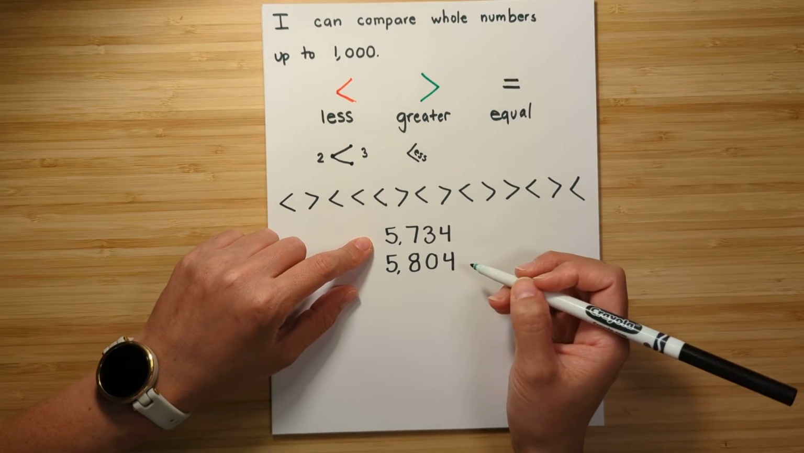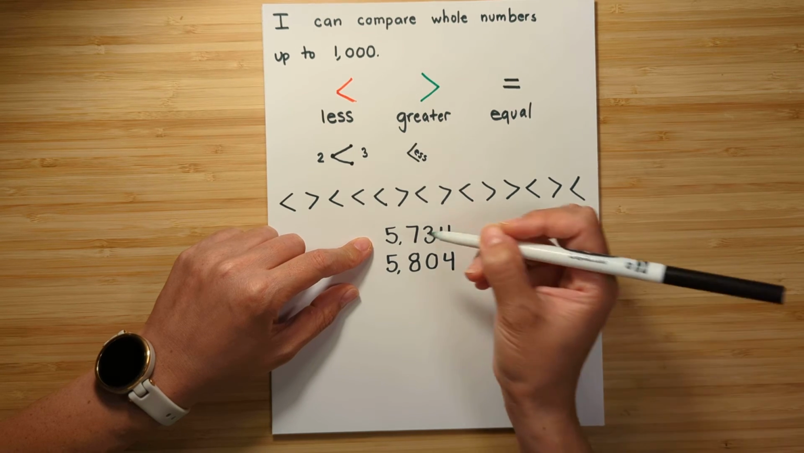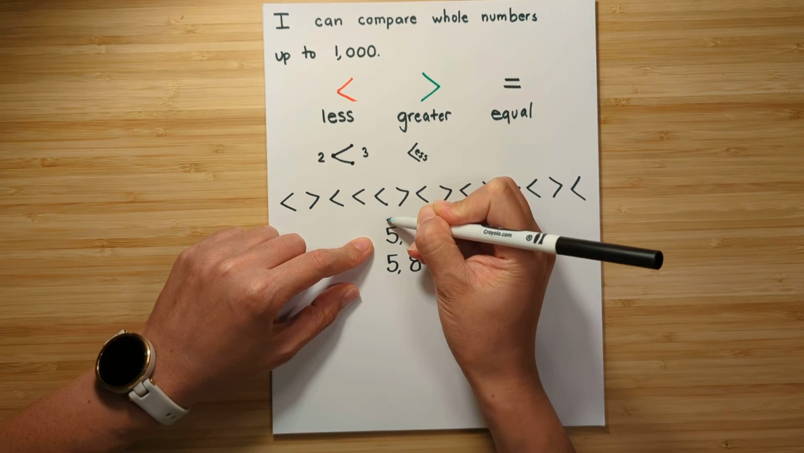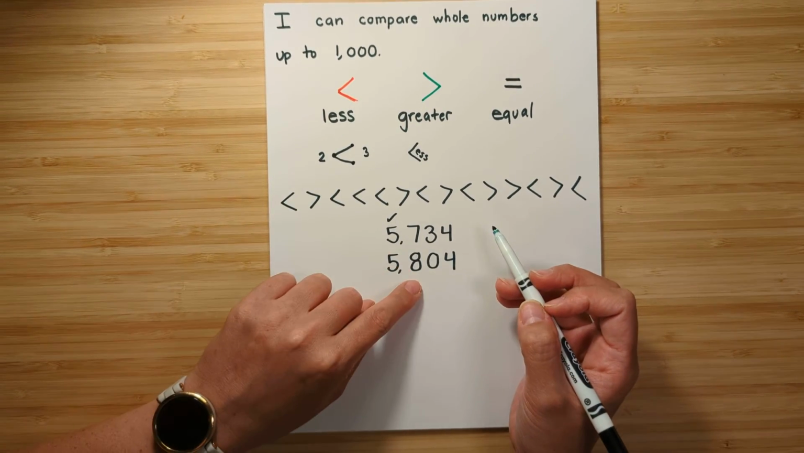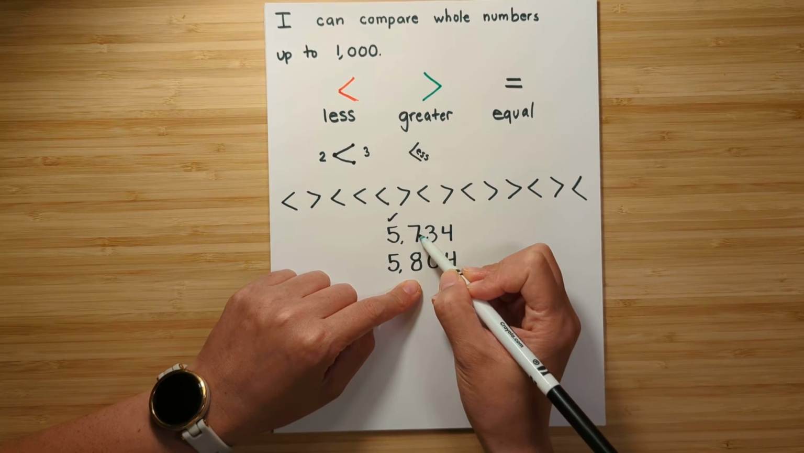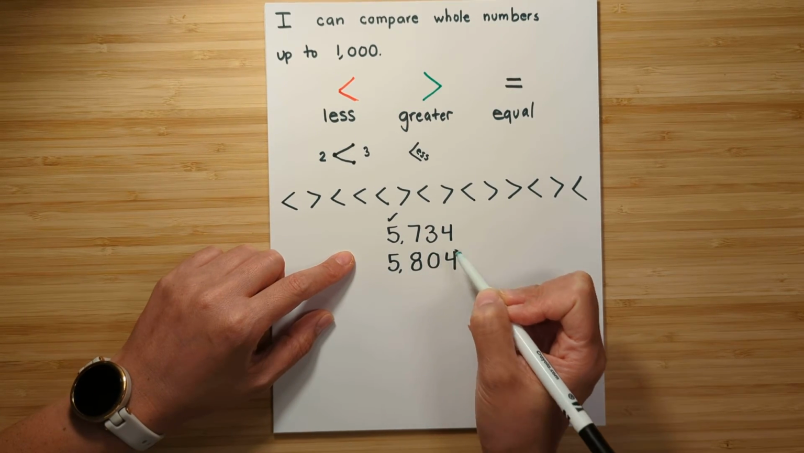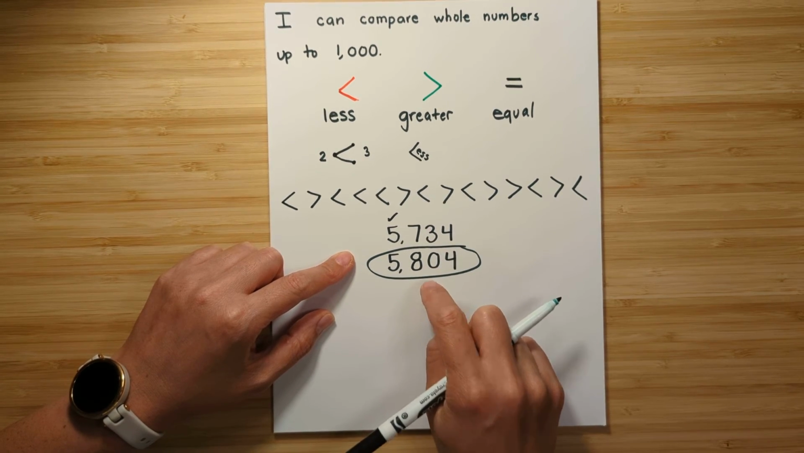When we're comparing two values, you always want to look at the greatest place value to compare the two. So look at the two, 5 and 5. 5,000s and 5,000s is the same, so I like to put a check mark up top. Let's look at the next greatest place value, which is the hundreds. 7 is less than 8. So right away I know that this value is greater than that value. I like to circle the value that's greater.